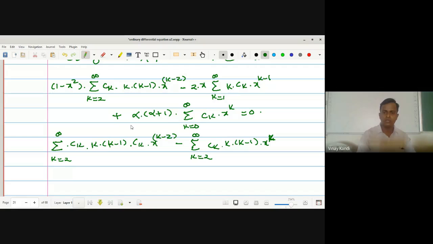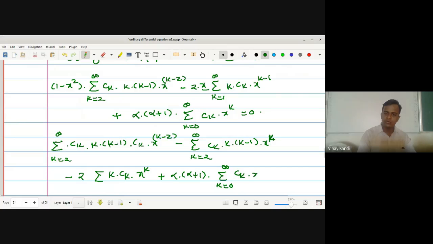Now the second and third term is as it is. This one minus 2 into summation. Now this x and this x raised to k minus 1, here we get x raised to k. So this is k into ck into x raised to k. Plus alpha into alpha plus 1 into summation k running from 0 to infinity ck into x raised to k, which is equal to 0. Okay, now any doubt up to here?